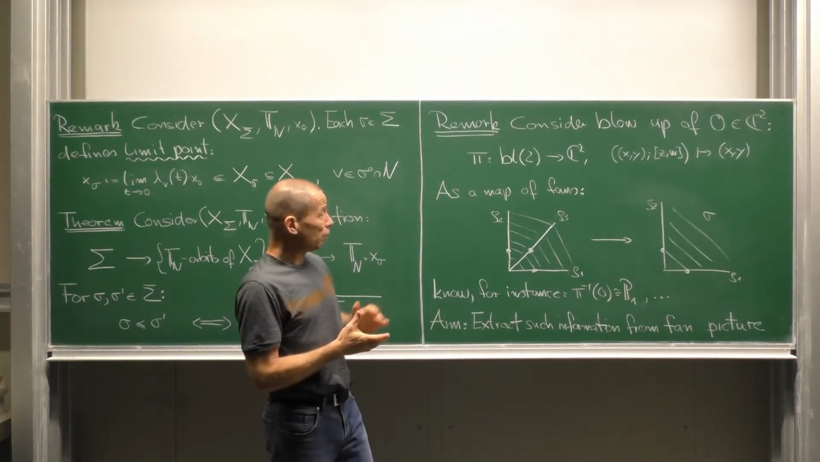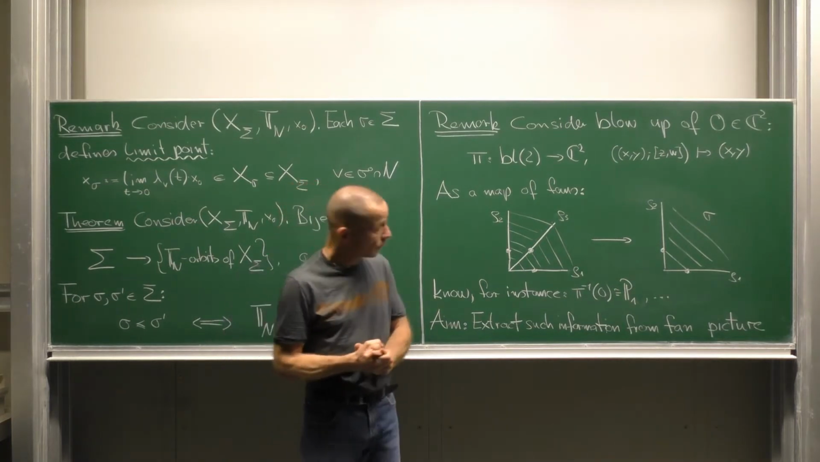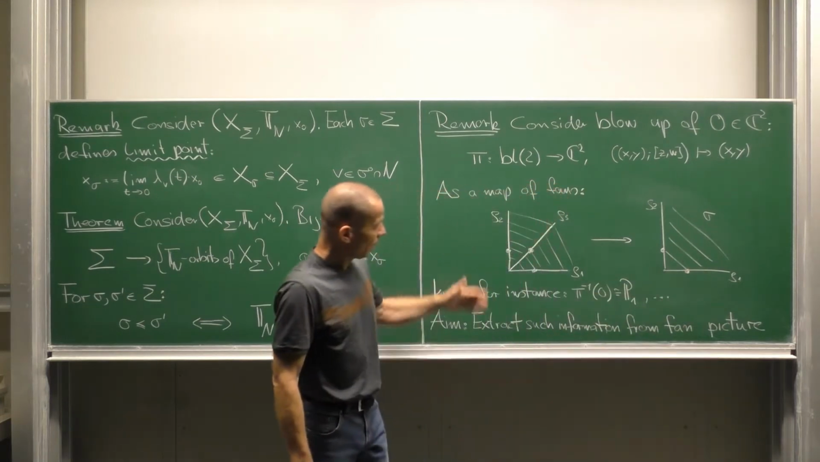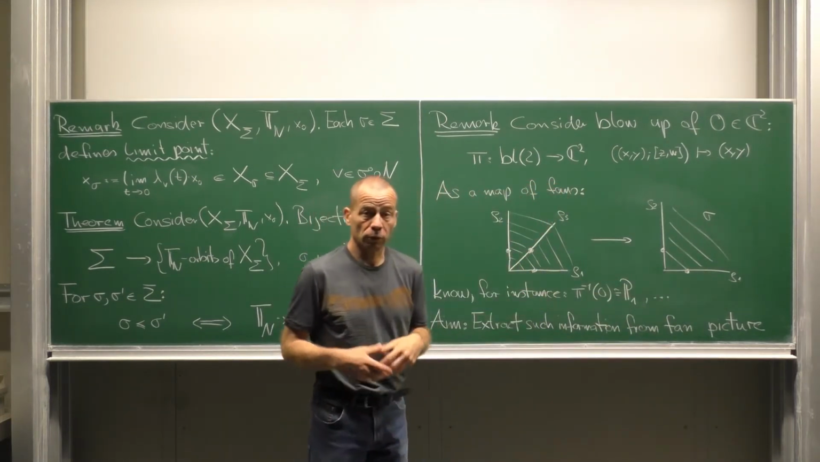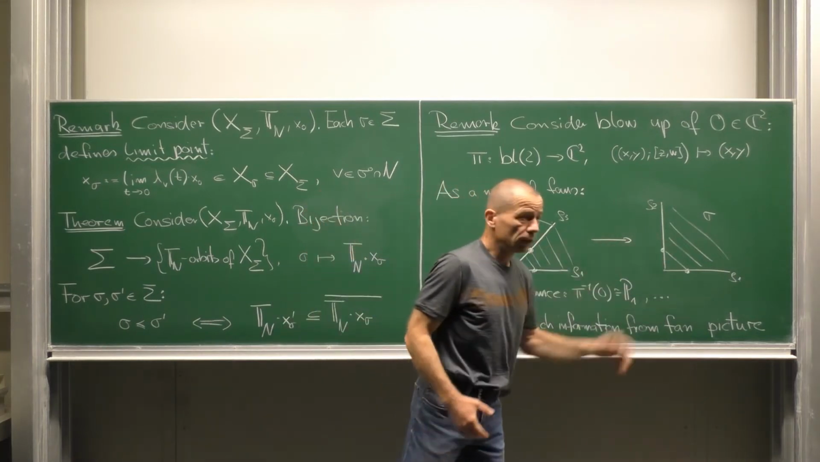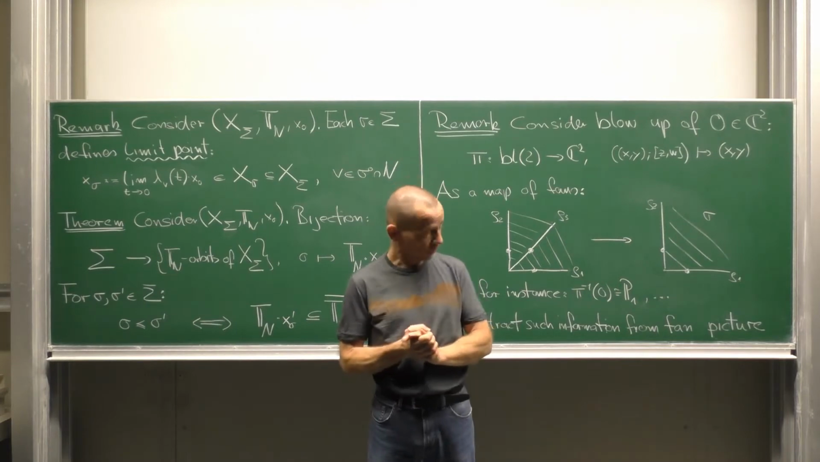As a map of fans, this blow-up projection looks as follows. Here we have the fan of C². Here we have the fan of the blow-up. And the underlying map of lattices is just the identity map.